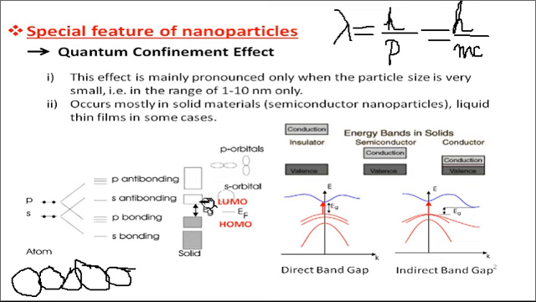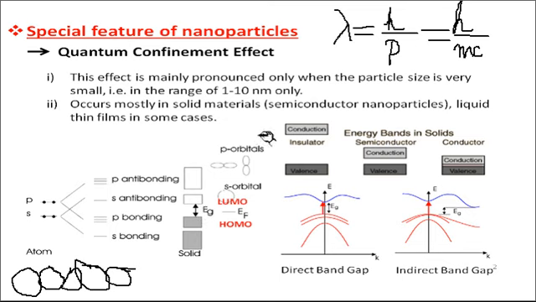And the energy difference between the valence band and the conduction band is known as the energy band gap, or simply you can say that the difference between the valence band and conduction band is the band gap. Now, depending upon the extent of this gap, solid materials can be divided into three types.